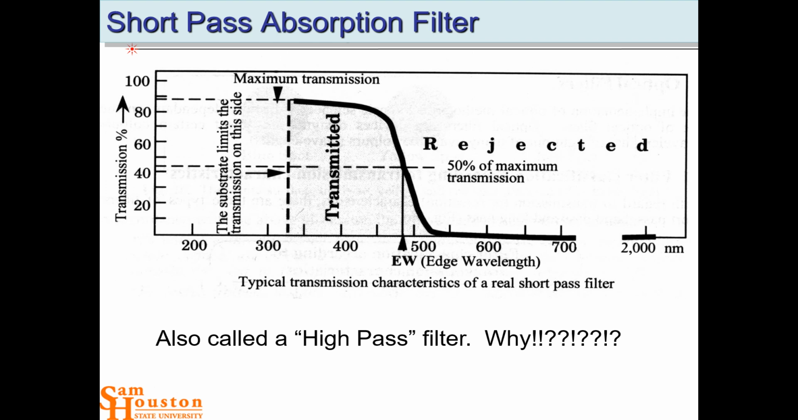And so this one here is a short pass filter. A high pass filter and a short pass filter are the same thing. Short wavelength is high energy. Short wavelength is high frequency. And the EW, the edge wavelength, is going to be where that cutoff is, at the 50%.